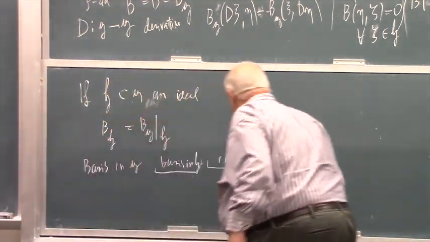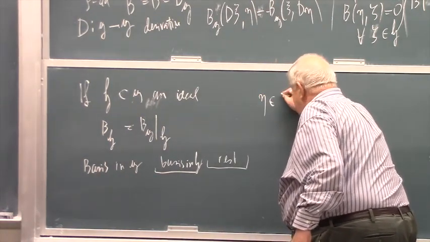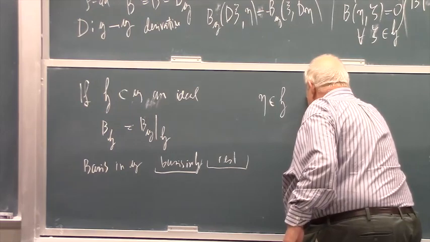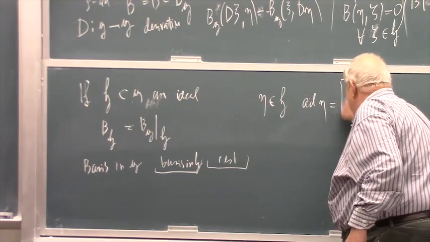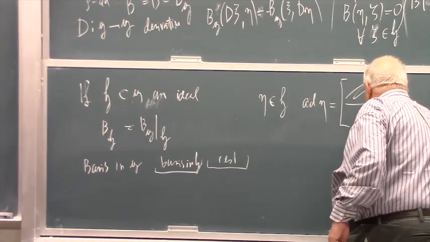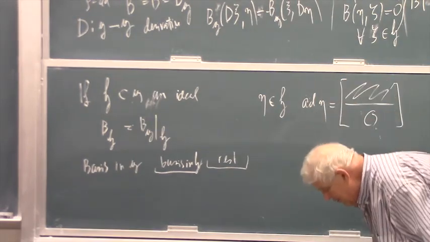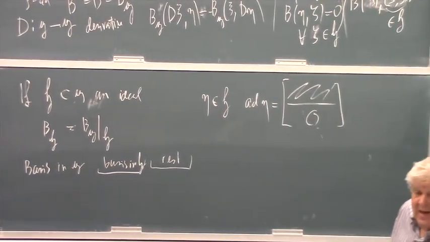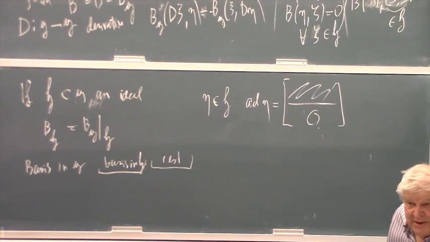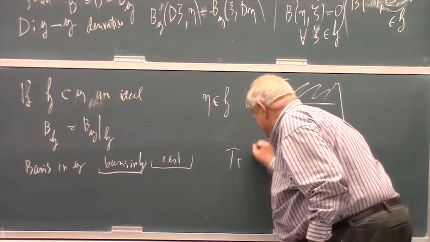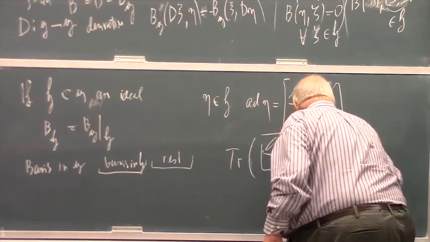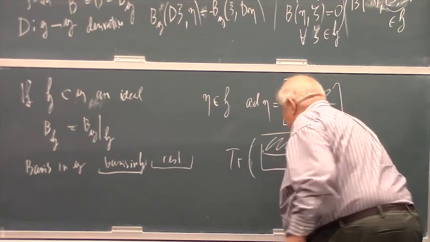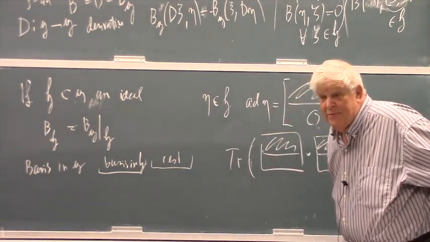So if eta belongs to H, then the matrix of commuting with eta will look like this, because the commutator of eta with anything again belongs to H. You understand? The matrix has this form. Now consider the trace of the product of these two matrices. What is the trace of a product of matrices after all?